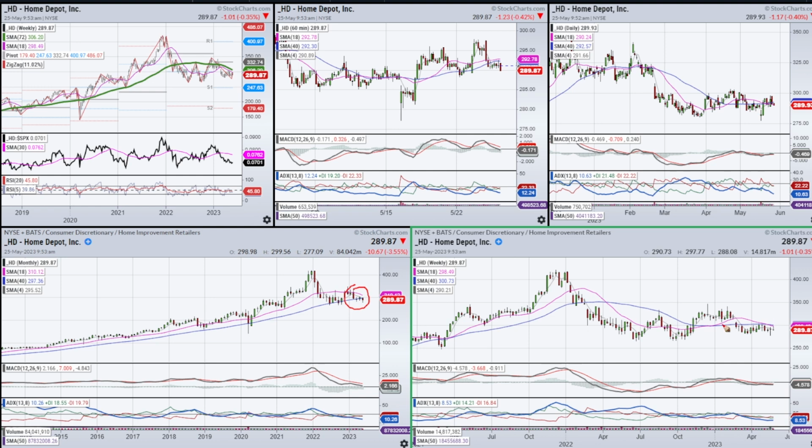Well, I don't have a rising 18 here. I don't have strong ADX. So the question you have to ask is, is this a low ADX pattern? I don't see it yet.